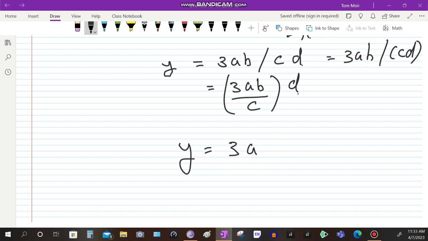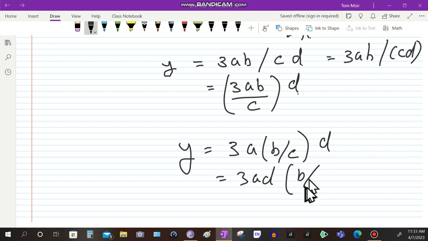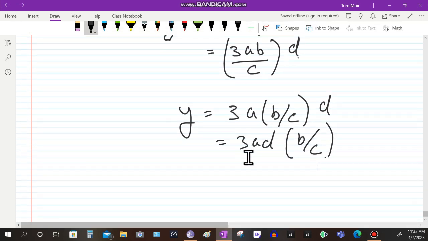If I wanted the other answer, then I'd have to write it as 3A times B over C, times D, or I would write it as 3AD times B over C. And again, there would be no ambiguity there at all.